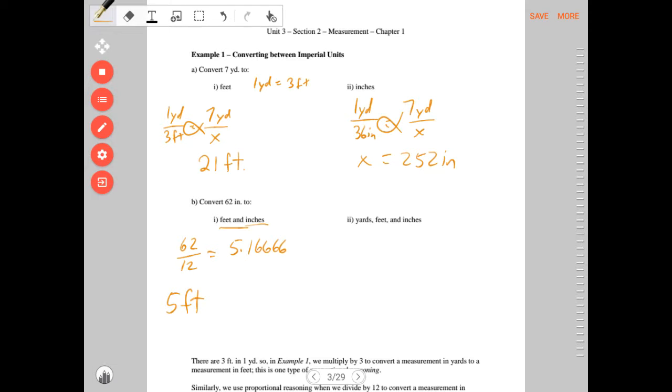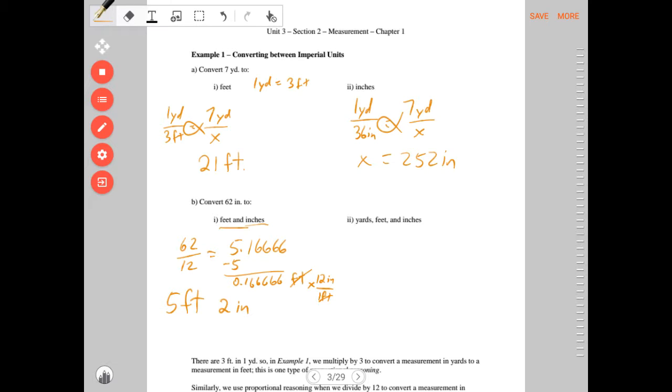Now what we have to do is subtract that 5 off. So on your calculator, 62 divided by 12, get that number, then minus the whole number, minus the 5. That leaves us with 0.16666, and these units are feet. We want those in inches. So how many inches are in a foot? We times that by 12 inches in 1 foot. So 0.1666 times 12 equals 2. So this is 5 feet, 2 inches.